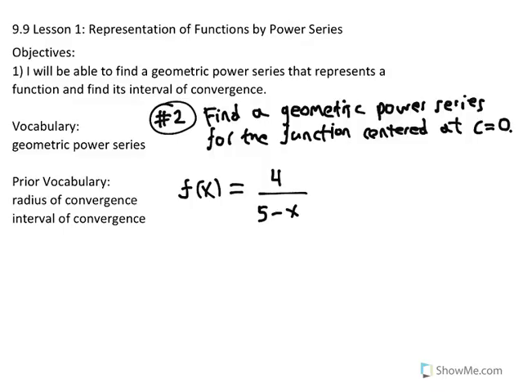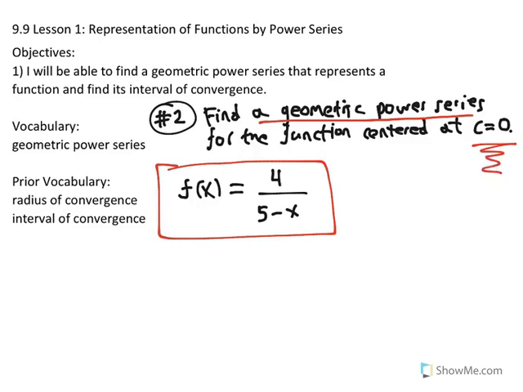Our first example for today is number 2. Find a geometric power series for this function which is centered at c equals 0. How do we know that the function is centered at c equals 0? Well, if you look at this part, you don't have x minus any particular number. So that's how you know that the function is centered at 0. We want our geometric power series for this function to be centered at c equals 0. So let's see how that ties in with our objective.